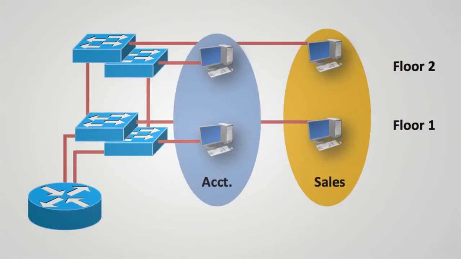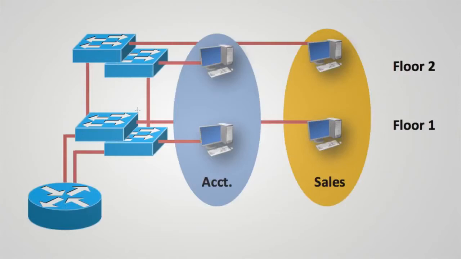We want the sales devices to be in their own broadcast domain. And again, that can help us with security, and it can also help us with performance by dividing up our broadcast domains. Do you remember what the device is that allows us to communicate between broadcast domains? It's a router. And notice we have a router down at the bottom that's going to be able to route packets from the accounting to the sales domain and vice versa.